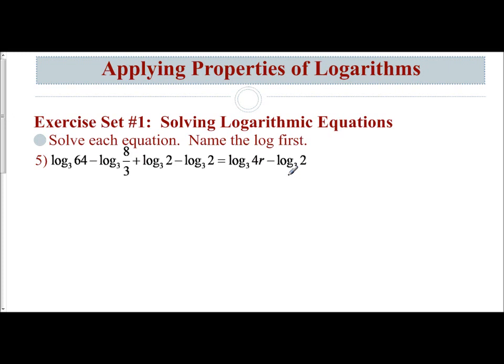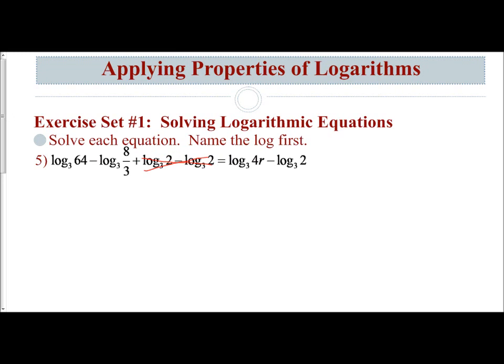I'm going to look at this. There's a lot of stuff on the left side. And so right off the bat, I'm going to look, can I simplify anything? Well, I see log base 3 of 64 minus log base 3 of 8/3. Can't simplify anything there yet. But here, log base 3 of 2 minus log base 3 of 2. It's the same log, one positive, one negative. Adding, subtracting. Those cancel each other out right away.